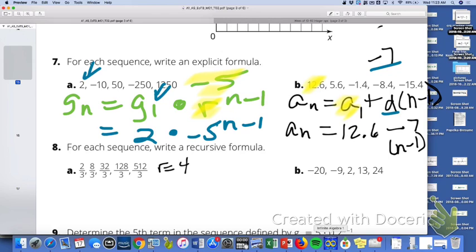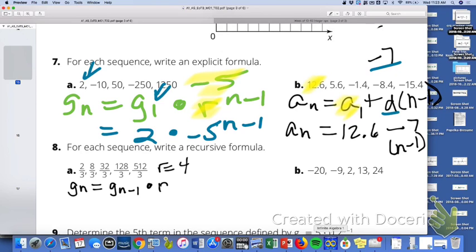So my common ratio is 4. Because it's got a common ratio, that means it's geometric. The generic form of the geometric for a recursive, all of them are still G sub n. The only difference is that instead of using the first term in the sequence, you use the one that came before. So it's n minus 1, but you still multiply it by the common ratio.